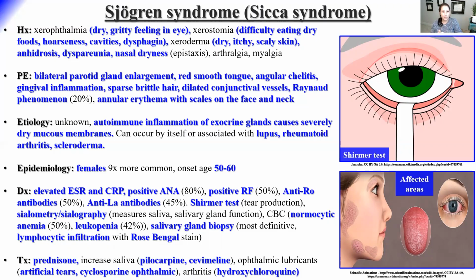Measuring the amount of saliva that they produce. Normocytic anemia, not really that important. Leukopenia, not really that important. Salivary gland biopsy is going to be the most definitive on this one. And what we'll see on the rose bengal stain is that they have lymphocytic infiltration. So that's the most definitive test. But the Schirmer test is the most commonly asked on your boards or on your exams.